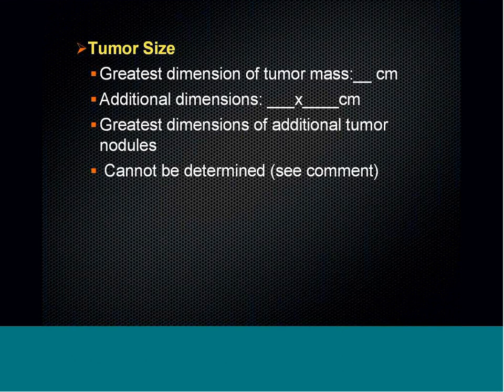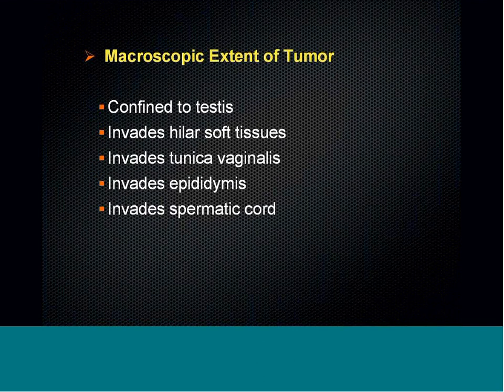So what are the parameters that we can gather for the CAP checklist by just gross examination? Tumor size, which is recorded by the greatest dimension of the tumor mass. If there are additional tumor nodules, they should be recorded on a separate line. And you should be able to assess the local extent of the tumor, at least from the macroscopic examination. Is the tumor confined to the testis? Is there extension into the hilar area? Is there any tunica vaginalis involvement? What's the status of the epididymis and spermatic cord?